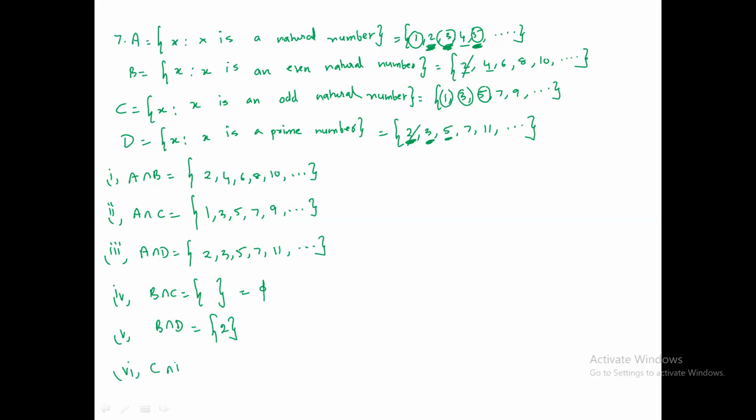Sixth one, C intersection D. Common in C and D. 3 is common, 5 is common, 7 is common, like that. You will have 3, 5, 7, 11, 13, and so on. All these will be common.